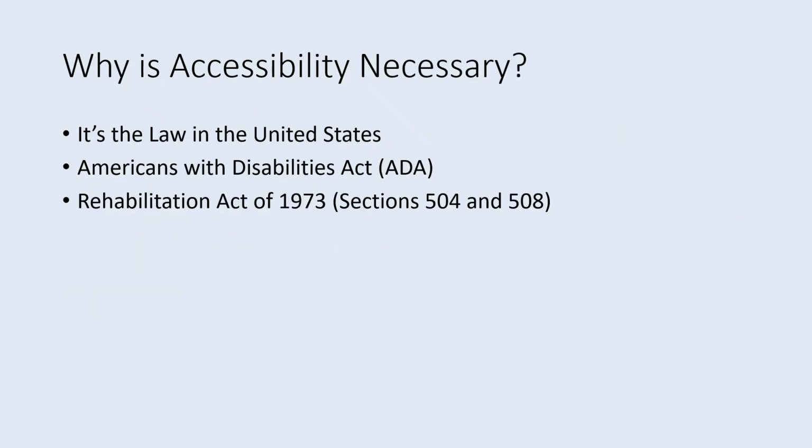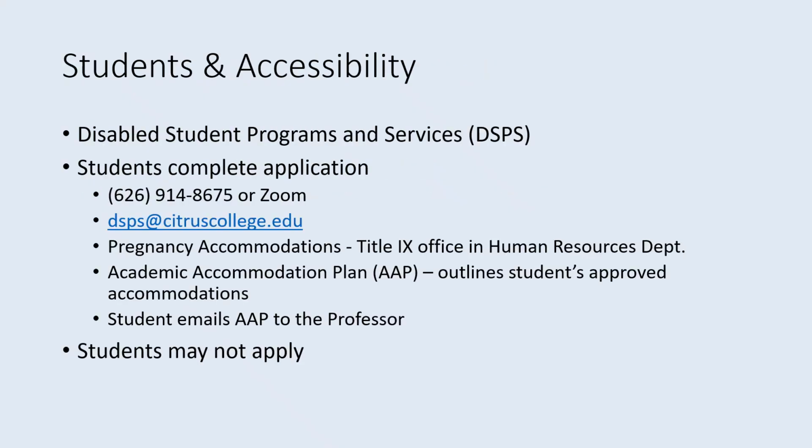Why is accessibility necessary? Because it is the law in the United States for public entities, who are required to comply with the Americans with Disabilities Act, ADA for short, and the Rehabilitation Act of 1973, sections 504 and 508. Let's discuss students and accessibility.